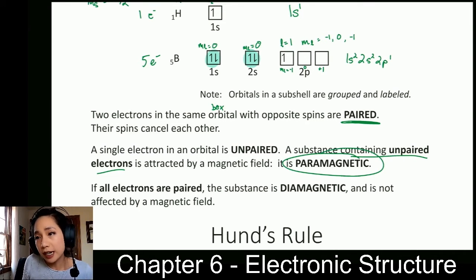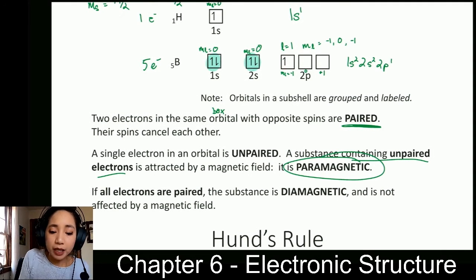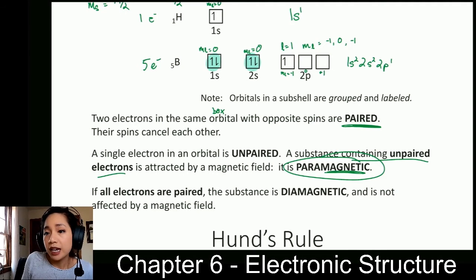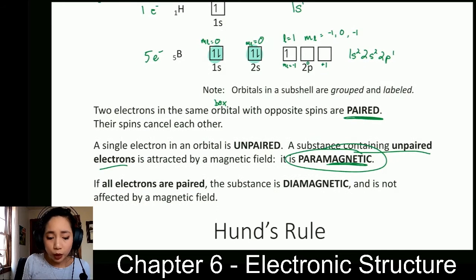And the reasoning is because of the magnetic spin quantum number: that unpaired electron has ms equal to a positive 1/2, and that electron is affected by a magnetic field. So we call it paramagnetic. If we have a substance where all of the electrons are paired with one another, then the substance is diamagnetic and it's not affected by a magnetic field.